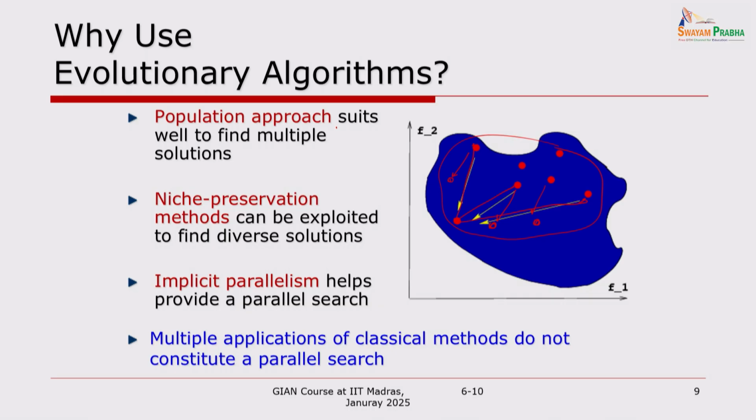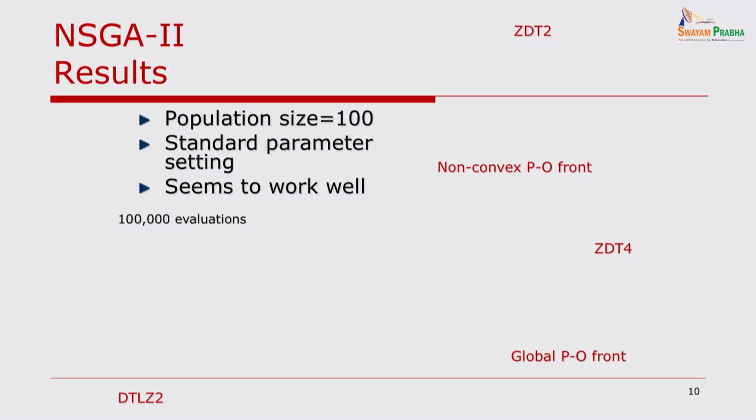Okay, so that kind of implicit parallelism that our methods have helps in getting to the Pareto set much faster. And I'm going to show you now how evolutionary methods can find multiple solutions simultaneously, because that's an important part of getting to multi-objective. Okay.